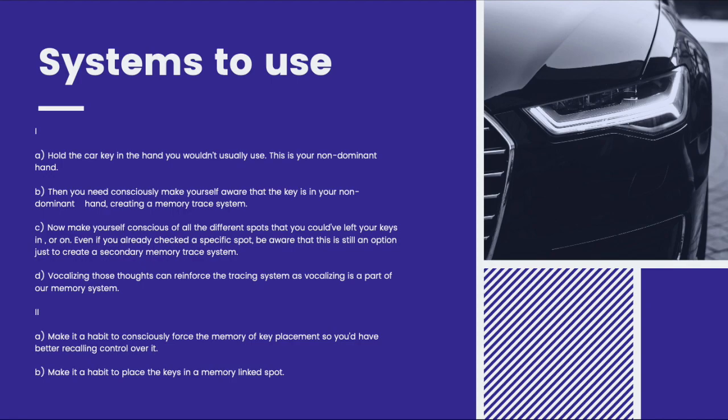So a quick recap is you're going to imagine yourself holding your car keys in the non-dominant hand and become consciously aware that you are indeed holding the car keys in your non-dominant hand. You need to actually believe that the keys are there even though you lost them.